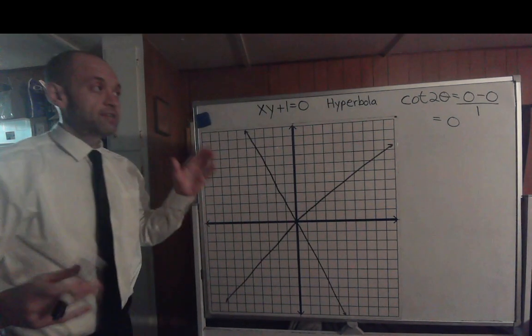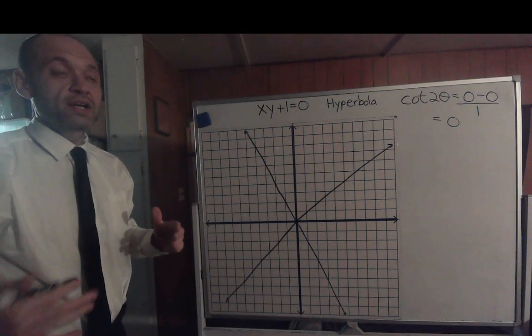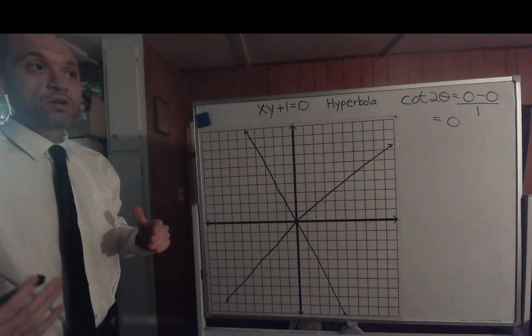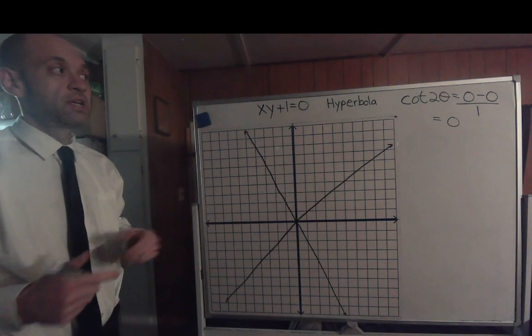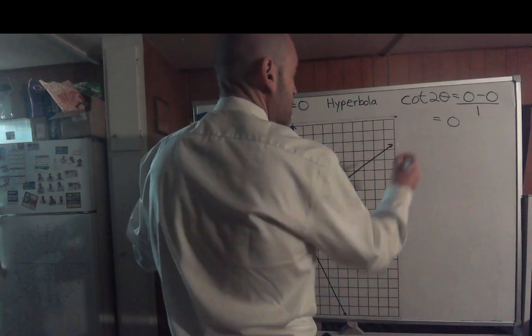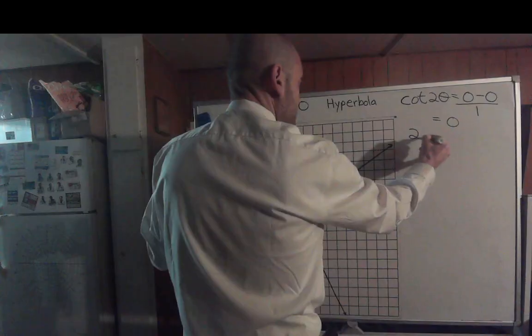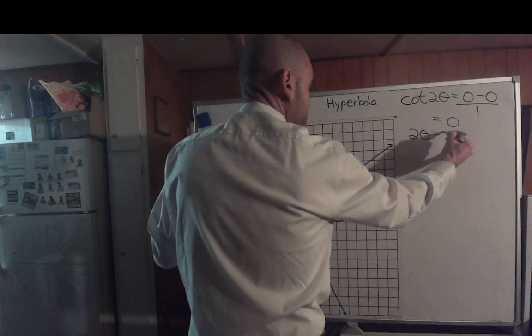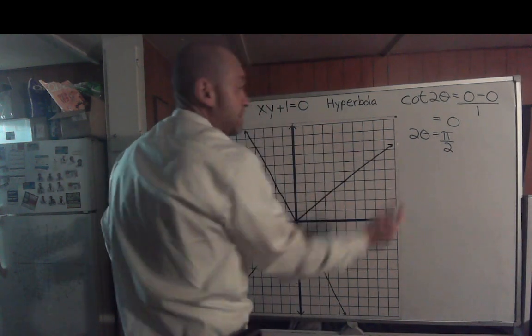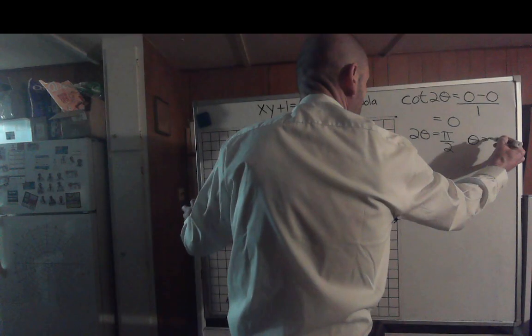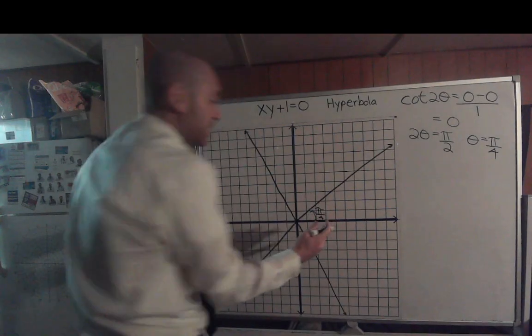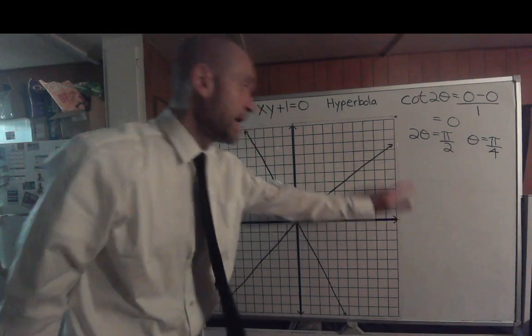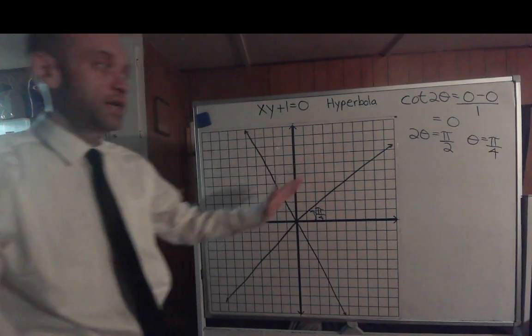Now, where between 0 and 90 is the cotangent of 2 theta equal to 0? Or what angle gives you a cotangent of 0? Well, that's going to end up being pi over 2. So 2 theta equals pi over 2. So that means theta has to equal pi over 4. So this is a pi over 4 angle in this case, or a 45-degree angle. So we've taken the original xy axis, we've rotated it 45 degrees.